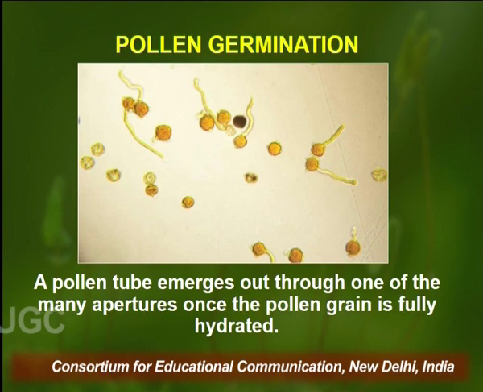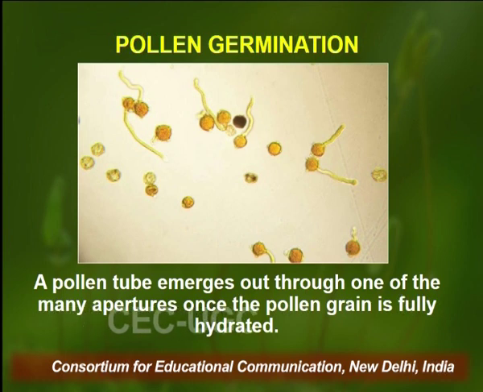You see here that there are several pollen which can be seen in this picture, and some of the pollen have long tubes coming out of them. So, this process of putting forth of these pollen tubes by rupturing of the pollen walls and the apertures is what is pollen germination. A pollen tube emerges out through one of the many apertures once the pollen grain is fully hydrated.